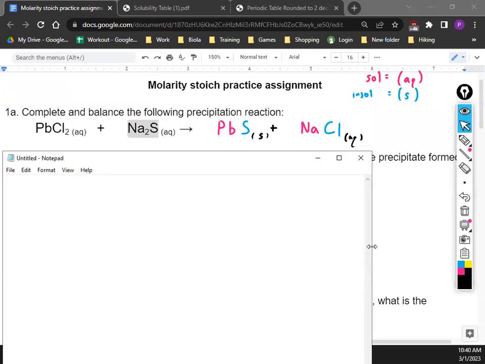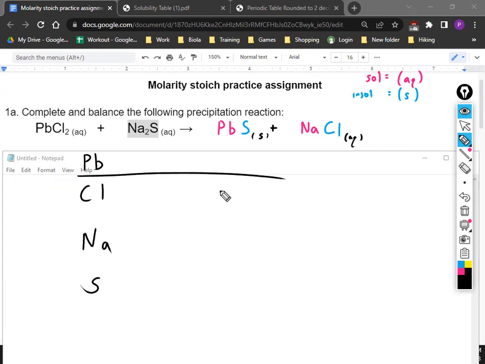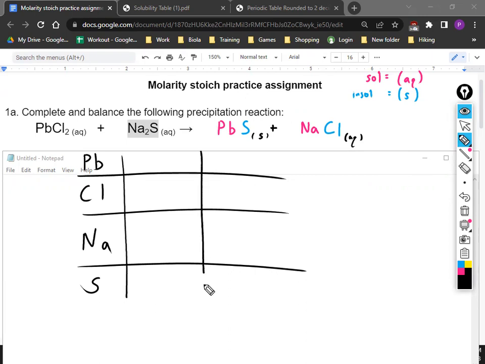Okay, let's finish up this part. So what we got to do now is balance the equation. We got to make sure that we have the same number of everything on both sides. So underneath the equation, we're going to make a quick table. We're going to write all the elements. So Pb, Cl, Na, and S. And we're just going to count how many are on the left side and how many are on the right side. And we just got to make sure it balances out. Does it look familiar, guys? I remember we did this like back in November. Okay, so yeah, we'll be going over that again.